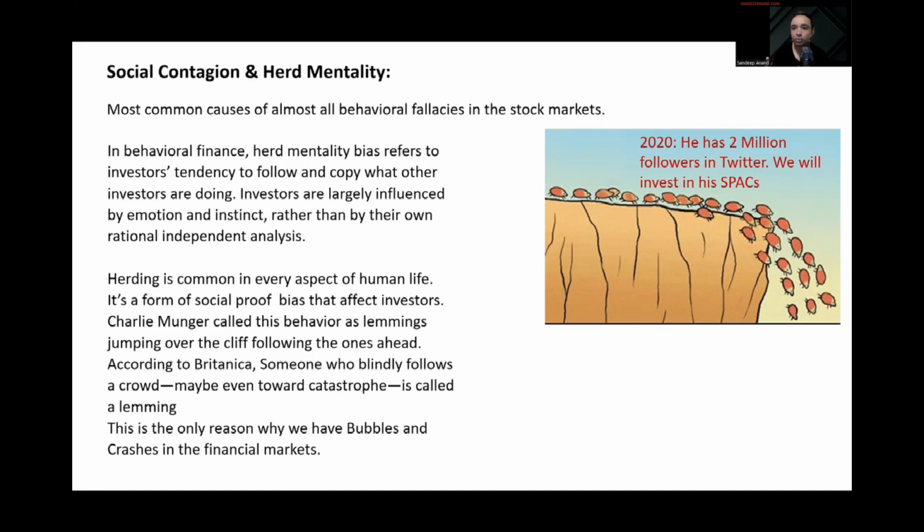It's a form of social proof bias that affects investors. Charlie Munger called this behavior lemmings. I put a picture there. Lemmings follow the crowd, right? And then just fall off the cliff. If you ask any lemming, it just says, the front lemming, I'm just following. So human beings behave like that. Then they fall off the cliff. According to Britannica, someone who blindly follows a crowd, maybe even towards catastrophe, is called a lemming. That's the definition. That's the only reason why we have bubbles and crashes in the financial markets, and the way markets are.